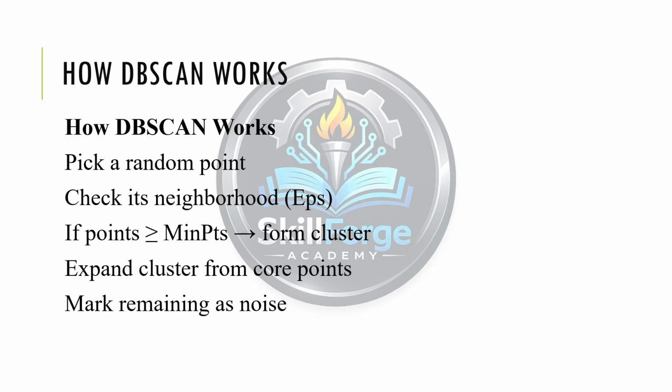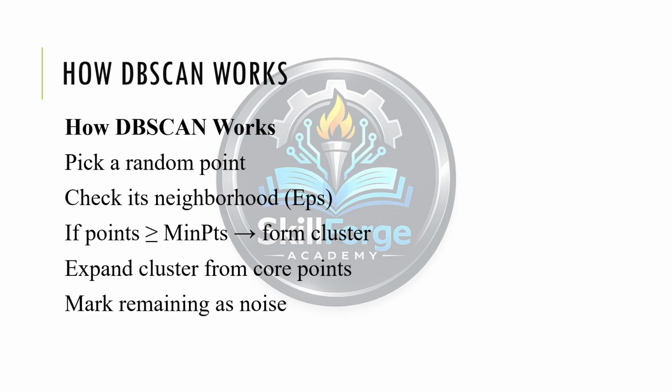So how does it work? Let us understand how DBSCAN works. First, we pick a random point, then we check how many points are within its neighborhood using EPS. If the number of points is greater than or equal to MinPts, it becomes a core point and forms a cluster. Then the cluster expands by including nearby core and border points, and this process continues until no more points can be added. Finally, any remaining points are marked as noise or outliers.